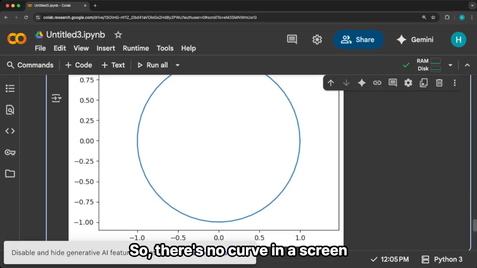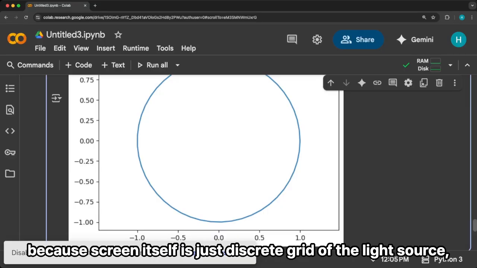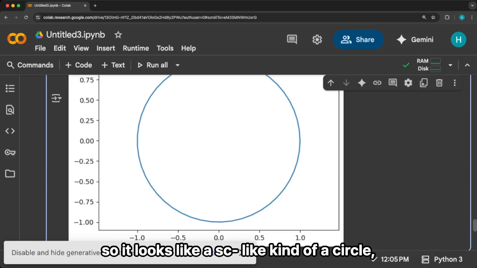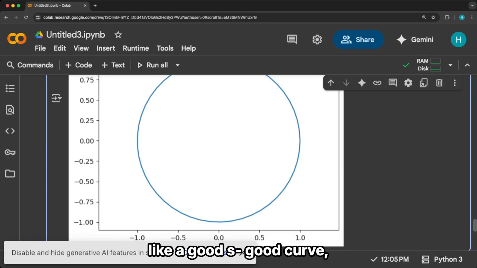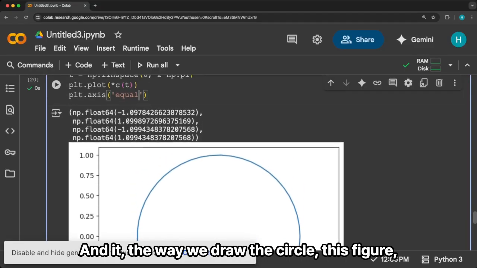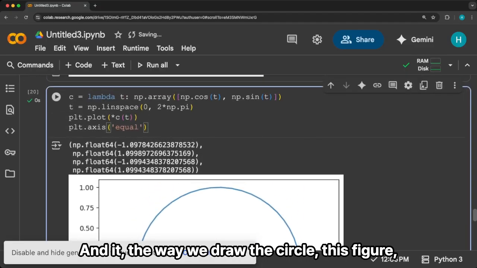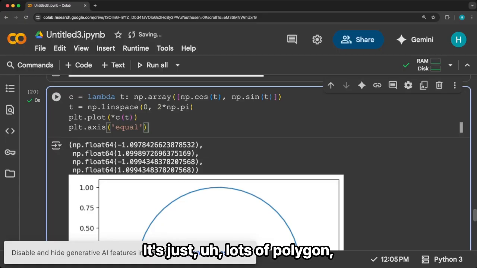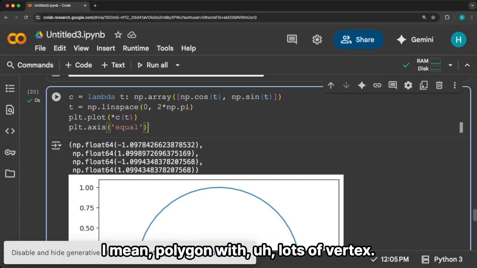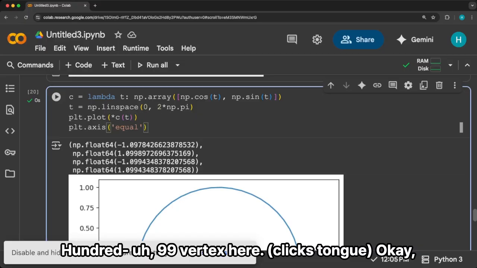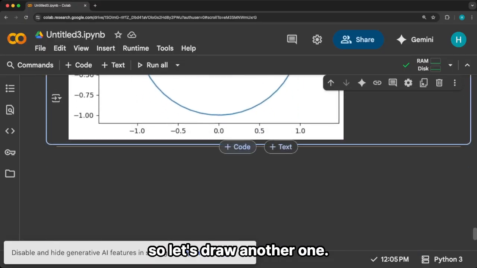Even in here, it looks like a curve, but it's really not. There's no curve on a screen because the screen itself is just a discrete grid of light sources. So it looks like a good circle, but it's really not. The way we draw this figure is not really a circle. It's just a polygon with lots of vertices, 99 vertices here. Okay, so let's draw another one.